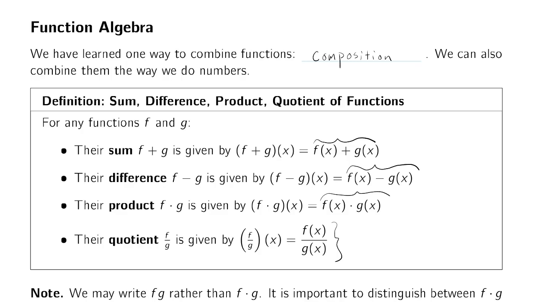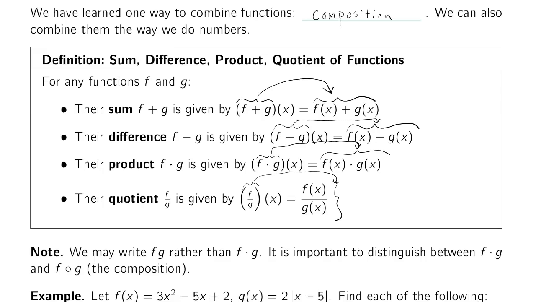dividing their outputs. So if we want to combine our functions using arithmetic, we just do the function and then do whatever arithmetic we want. So to represent the sum, we write f plus g, which means just add together the outputs. To write the difference, we say f minus g, which means just subtract the outputs. To write the product, we write f times g, which means just multiply the outputs, and we write f over g to mean the quotient, just divide the outputs.